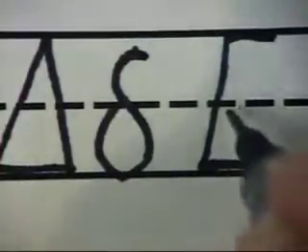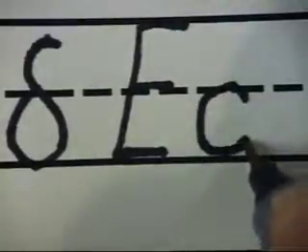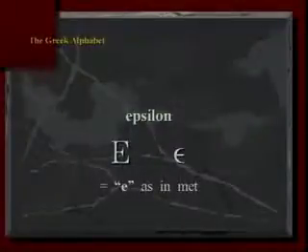Your uppercase epsilon looks just like an uppercase E in English. For your lowercase, you start by making what looks like a C from the dotted line to the bottom line, only put your little mark in the middle to make the lowercase epsilon. The epsilon, being a vowel, is going to correspond in English to the E sound, a similar vowel in the English system, like you have in the English word met. So it's going to be an eh sound for the Greek epsilon.